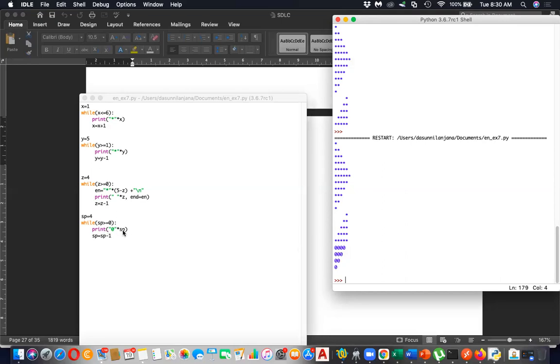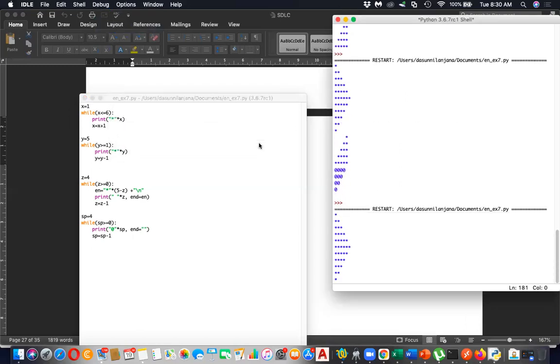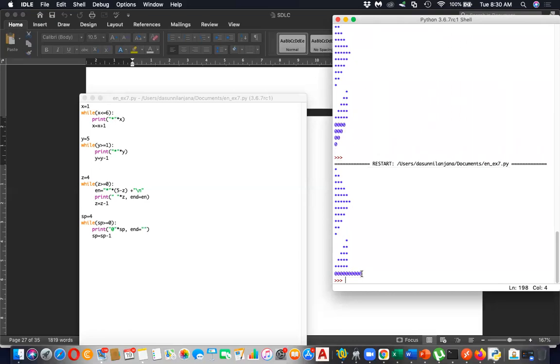So I'm going to print space and end with nothing. End with nothing means all these will be printed in one line. Because I'm not going to end this now, it's going to print it in one line. And after this, I'm again telling another thing. Let's say c equal 1.